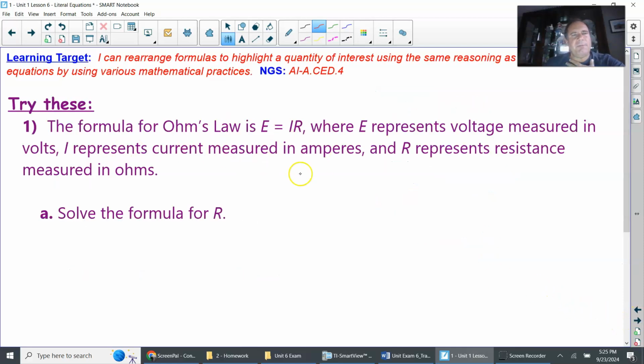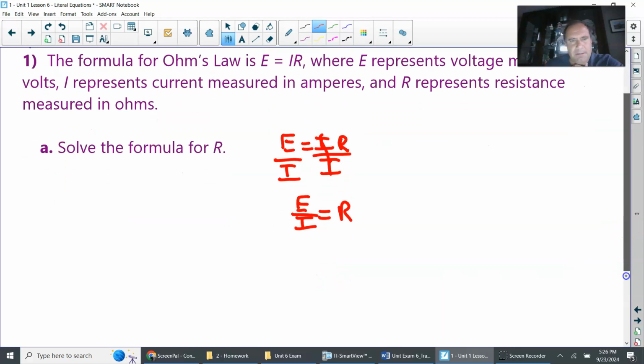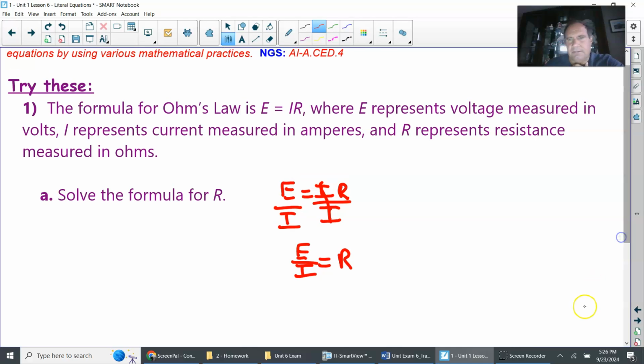All right, in the formula Ohm's law, E equals IR, E represents the voltage. Solve the formula for R. You just divide by I. Divide by I, this cancels. R comes down. R equals E over I. And that's it.